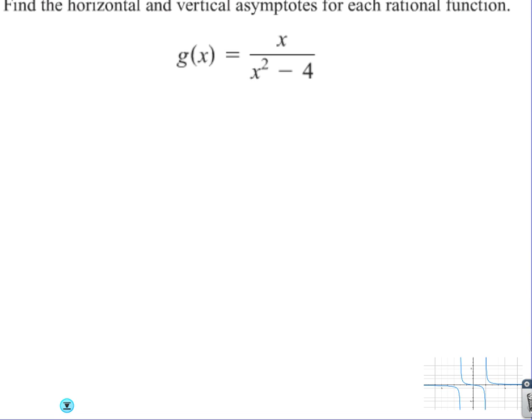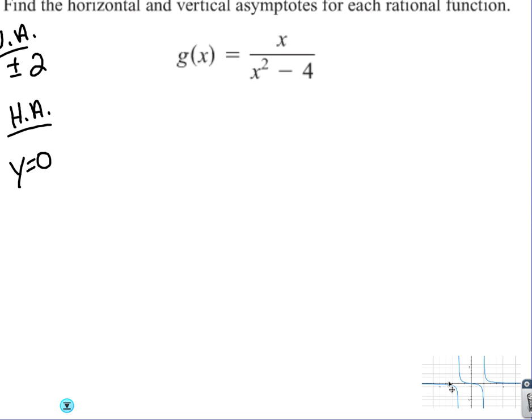Another? What are my two excluded values for my domain? So positive and negative 2. And my question is, will x plus 2 or x minus 2 cancel with the top? No, so these are both going to be x equals, your vertical asymptotes. This is very similar to the last one. I don't know why I gave you 2 of these. Your horizontal asymptote, since the degree of the top is 1 and the degree of the bottom is 2, is going to be y equals 0 again, right?